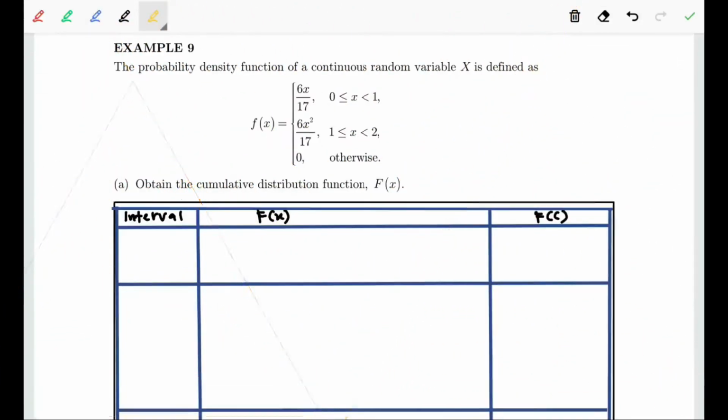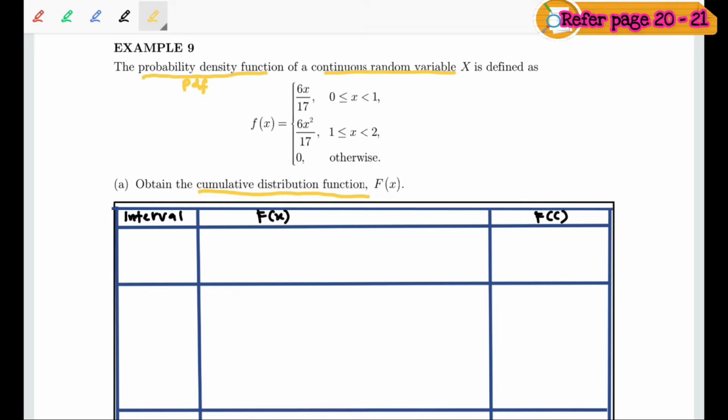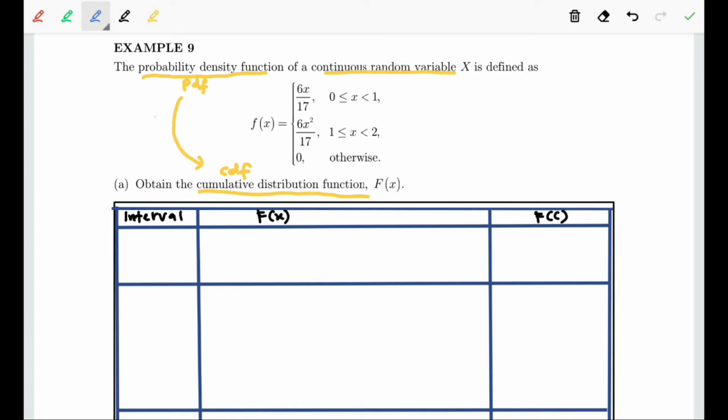Example 9, the probability density function of a continuous random variable x is defined as follows. So you are given the PDF. For part A, obtain the cumulative distribution function. So you need to find the CDF from the PDF. From the PDF to the CDF, you need to integrate every single function that is listed here in order to find the CDF.